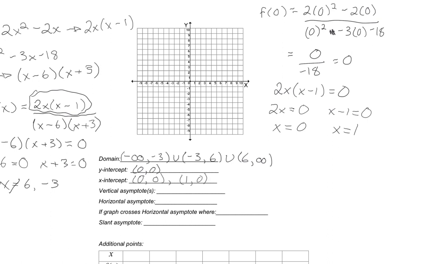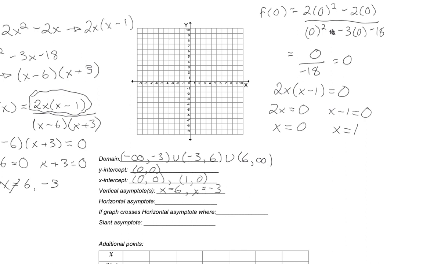Okay, now we're going to look at the vertical asymptotes next. And in a way, we've already done this work, because this is where we have those breaks in our domain because x can't equal those values. And so we have our two vertical asymptotes at x equals 6. That's a vertical line, and so is x equals negative 3. Those are our two vertical asymptotes.